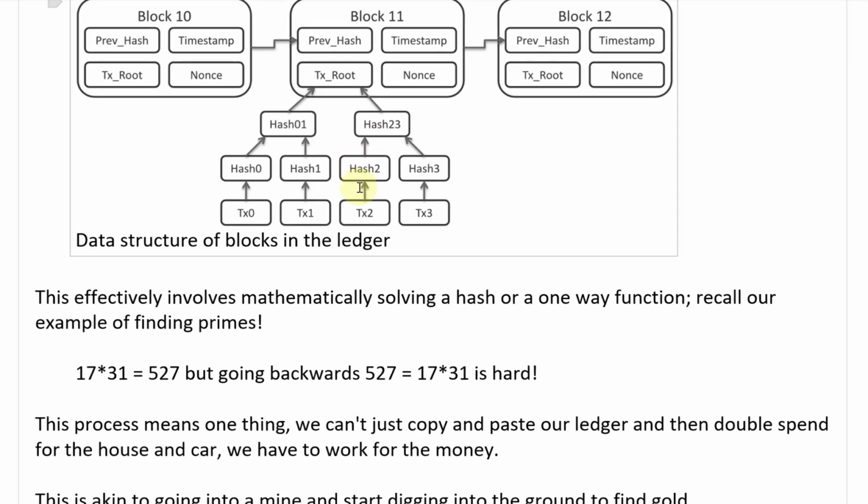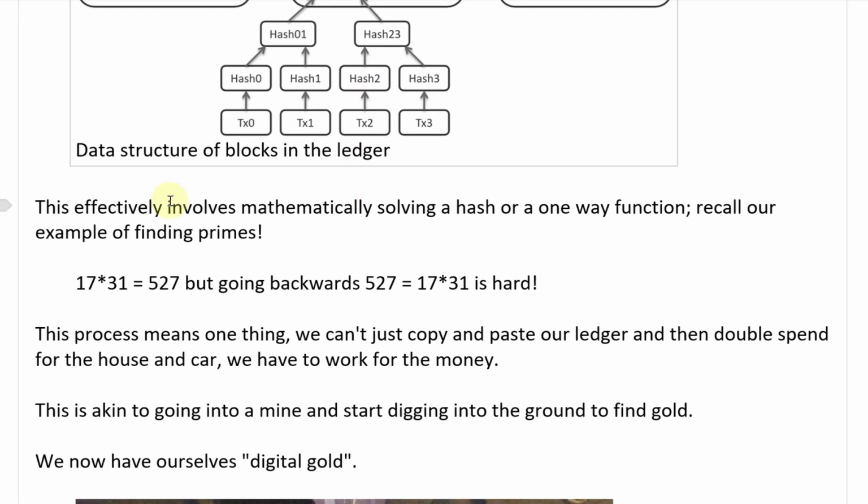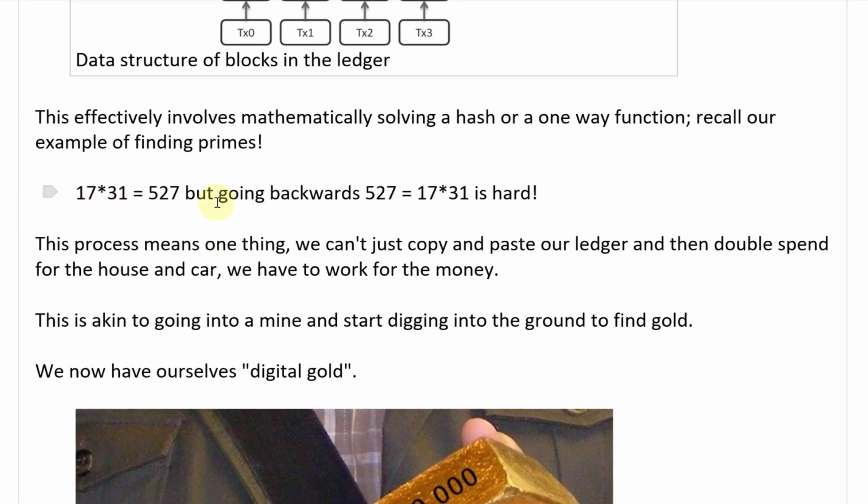So yes, that is the interesting part. This effectively involves mathematically solving a hash or a one-way function. Recall our example of finding primes. So you have 17 times 31 is equal to 527. By going backwards, finding that 527 equals 17 times 31 is hard. So yes, basically the idea is to find these numbers.